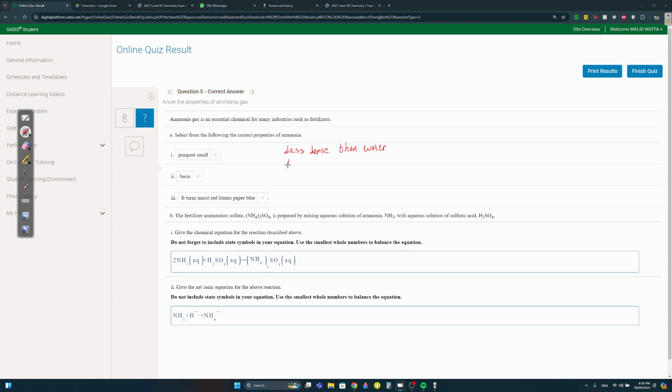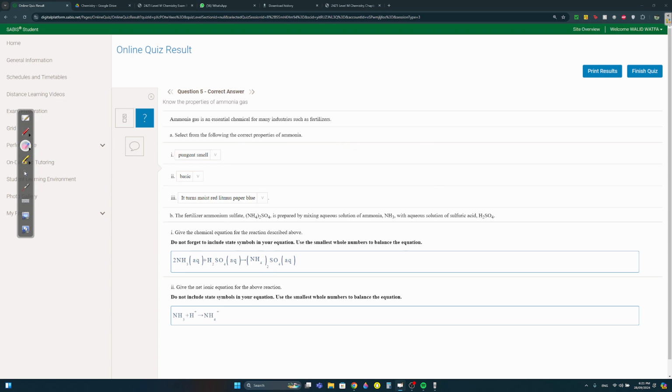And also, it's highly soluble. Less dense than air and highly soluble. Okay, highly soluble in water. In the exam, what did they do? They didn't say highly soluble, they said partially soluble in water, so it was wrong. Okay, this is correct. But in the exam they said partially.